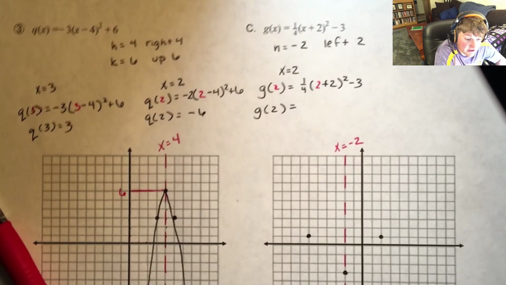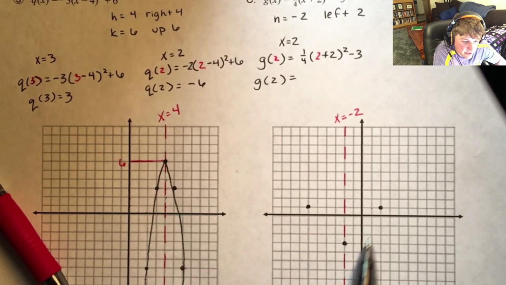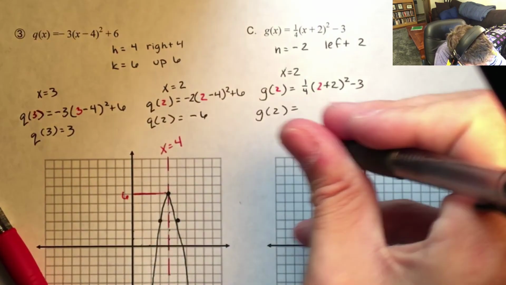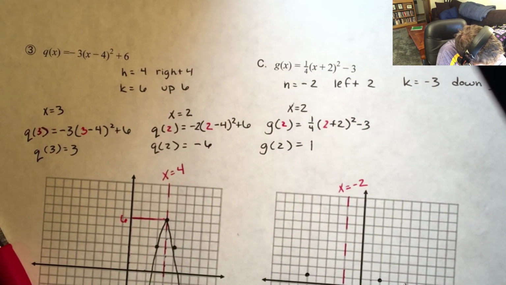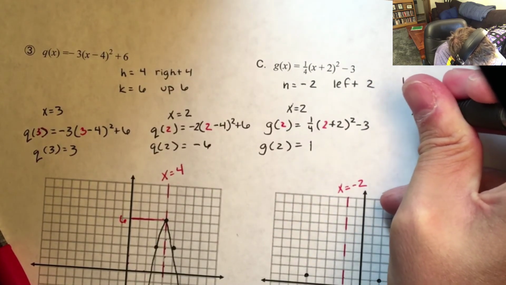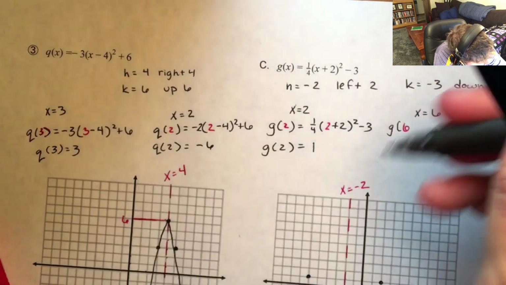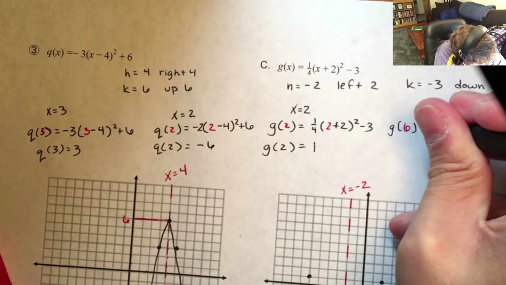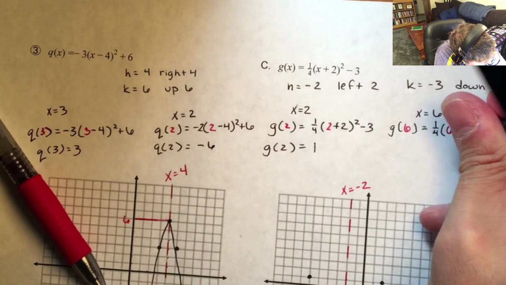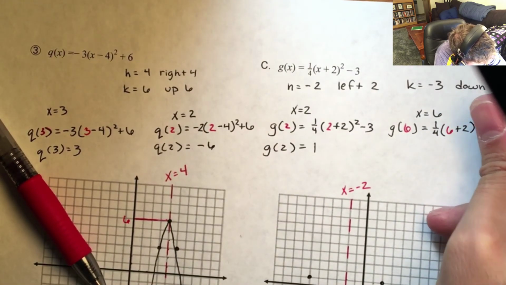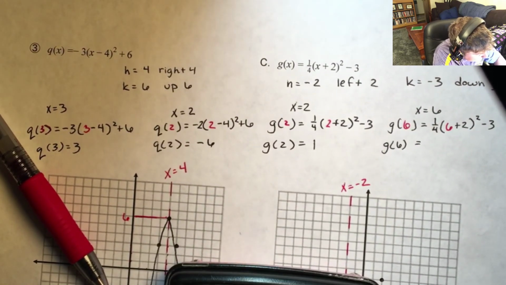Okay, now the next one I'm going to pick is going to be like 8 units away. Hopefully it fits on the graph. If not, we can maybe try something in between. All right, so 2, 3, 4, 5, 6. So we're going to pick x as 6. So that means g of 6 is equal to 1/4 of (6 plus 2) squared minus 3. I don't think this one's going to fit on the graph, but that's fine. This will be a good example of seeing how fast these graphs grow.